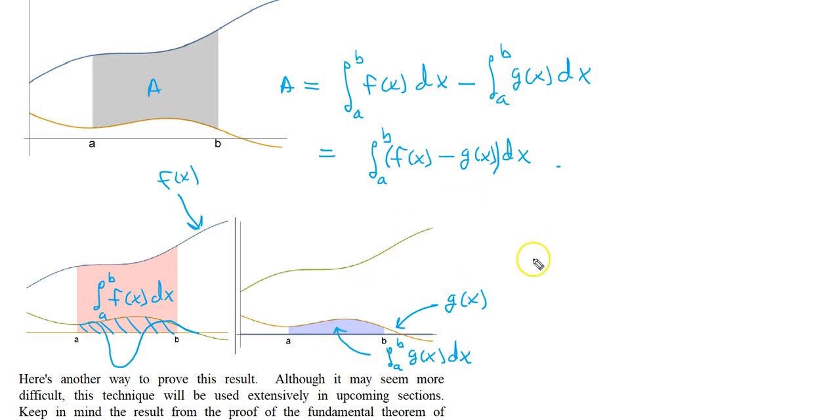So here's a more complete proof of this result, and the proof that we're going to look at now is actually a little more useful for what we're going to do soon with respect to volumes of solids of revolution. So we'll see that the proof that we do next will use this technique in upcoming sections. So let's take a look at a little more complete proof of this.